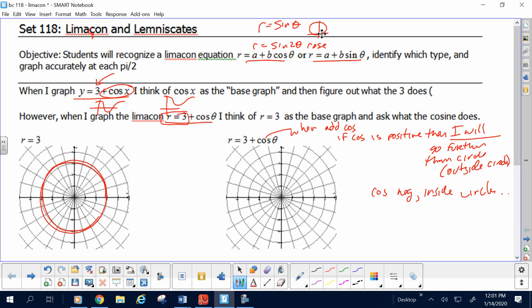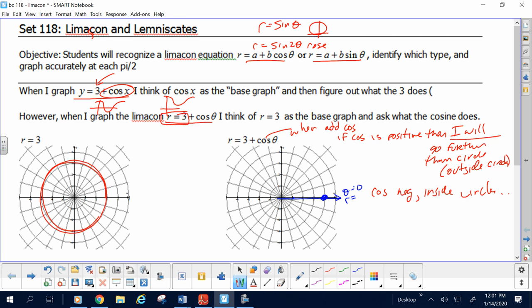All right, so let's start here at 0. At theta equals 0, remember it's a total thought process in polar. When you face this angle, you find out how far you go forward or backwards. At theta equals 0, how far do you go forward? 3. 3 and 1, or 4.